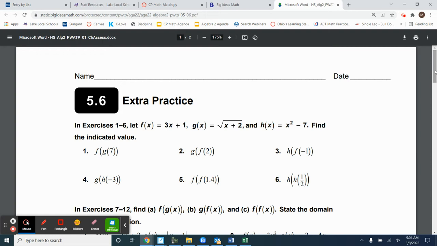Let's do 6 with the fraction. Number 6. H of 1/2. Wait, which one? I'm sorry, 6. H of 1/2. 1/2 squared.